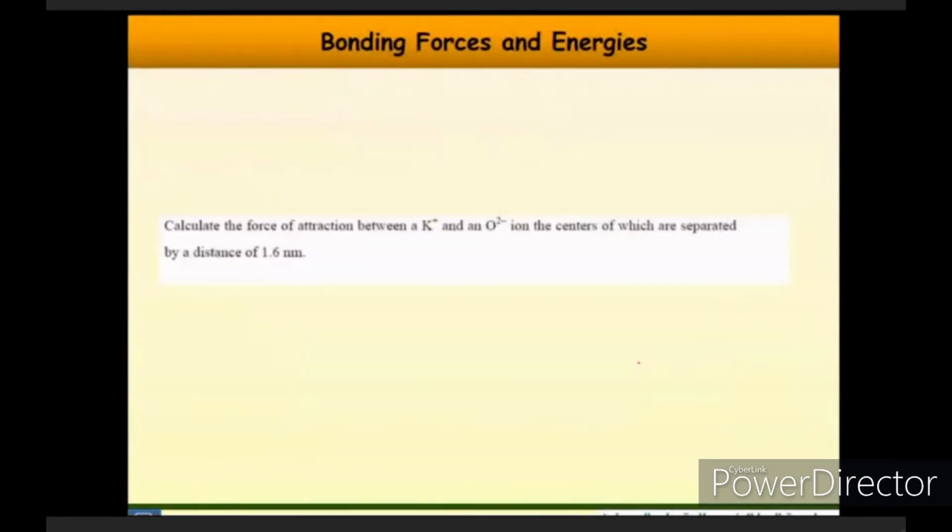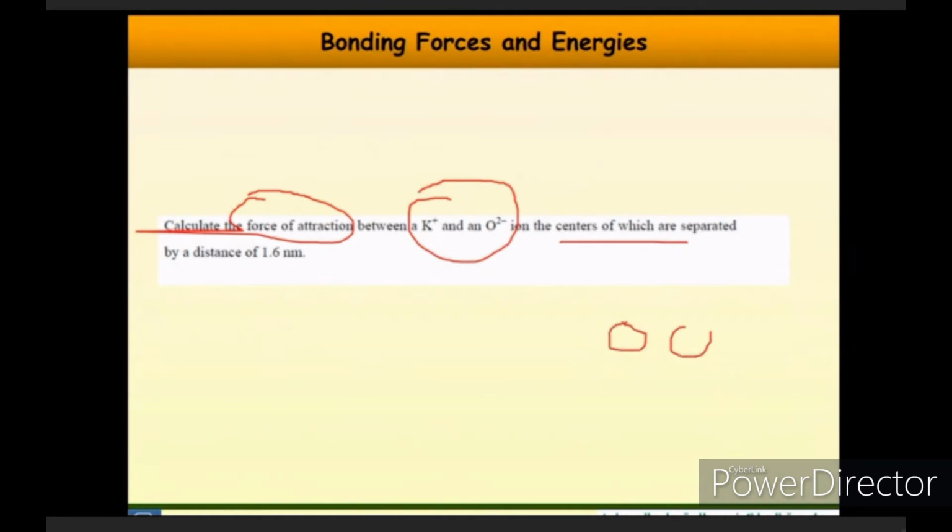So there will be some questions like this, can be in the exams, the homework, or the quiz, that calculate the force of attraction. This is the force of attraction between K and O. So this is potassium oxide, K and O. K plus means the valence is 1. Here we have 2 minus, the valence is -2. The centers of which are separated, so one is here, another one is here, and the distance from the center of this to the center of this is around 1.6 nanometer, and we know what this is. It's nothing but R naught.